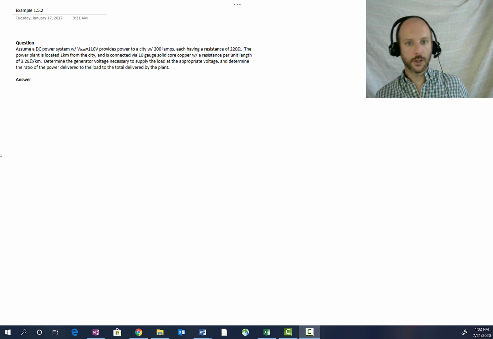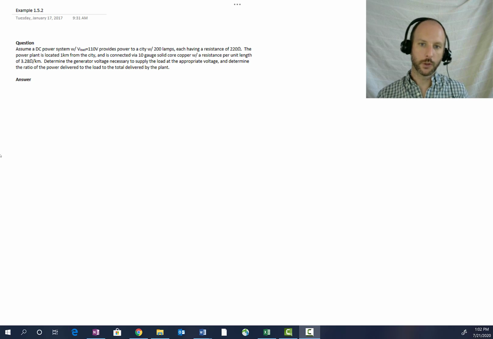Example 1.5.2. Assume a DC power system with a load voltage of 110 volts provides power to a city with 200 lamps, each having a resistance of 220 ohms. The power plant is located a kilometer from the city and is connected via 10 gauge solid core copper wire that has a resistance of 3.28 ohms per kilometer. Determine the generator voltage necessary to supply the load at the appropriate load voltage and determine the ratio of the power delivered to the load to the total delivered by the plant.